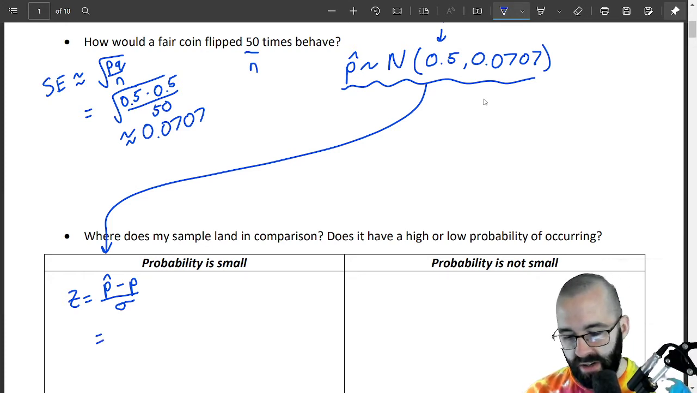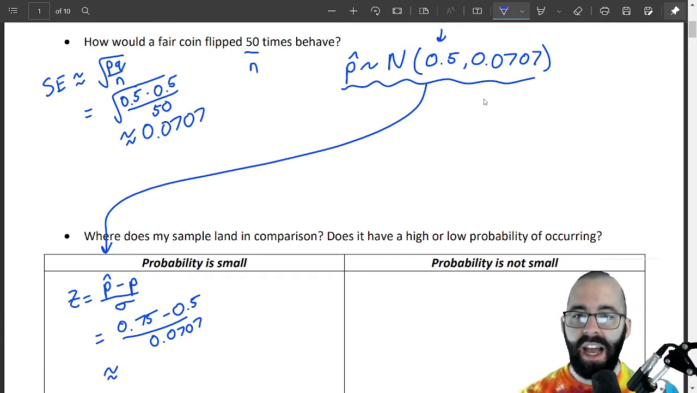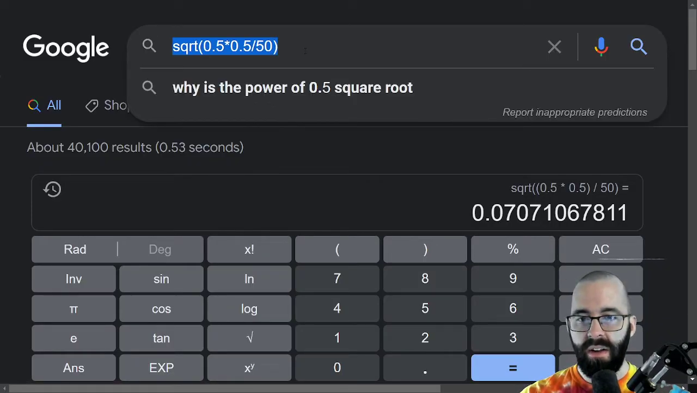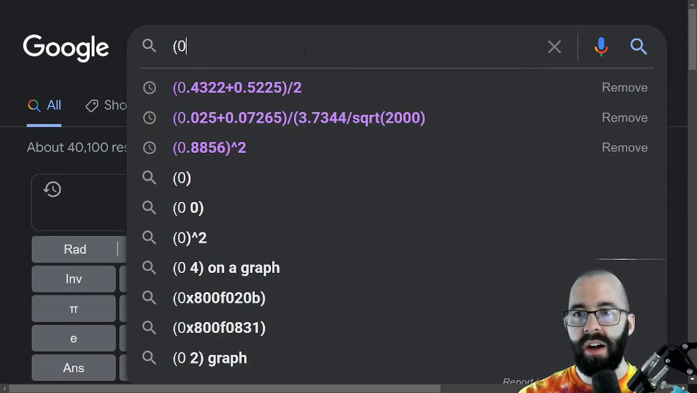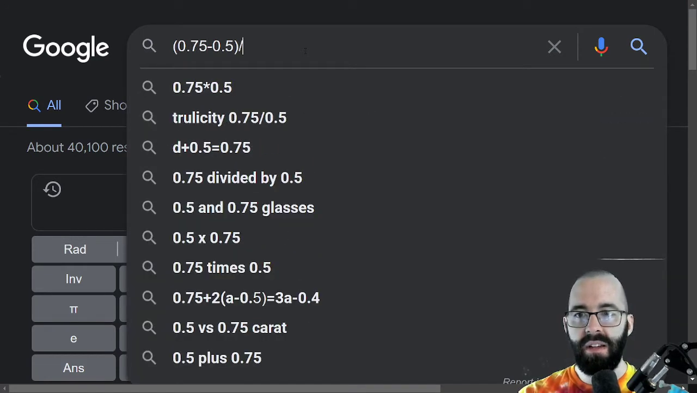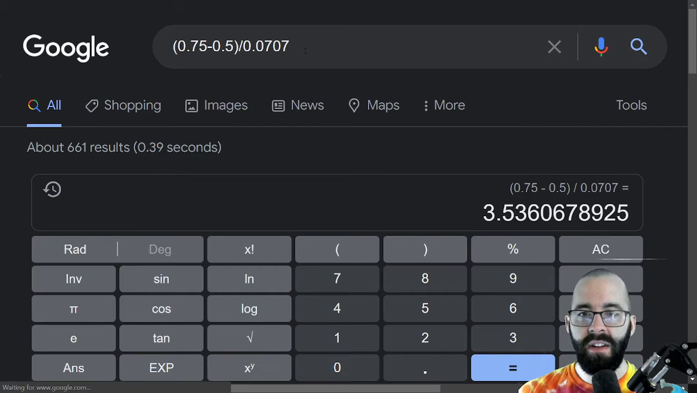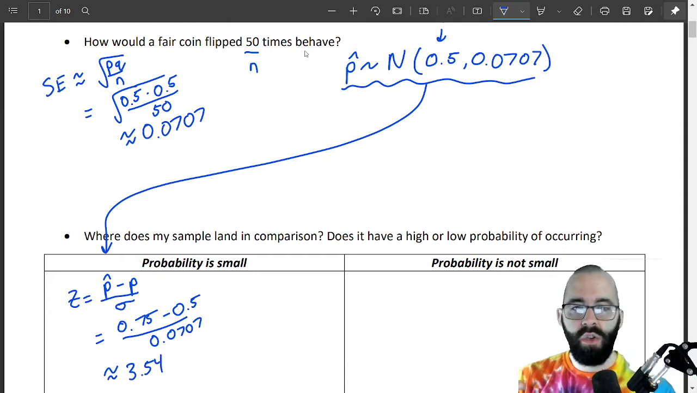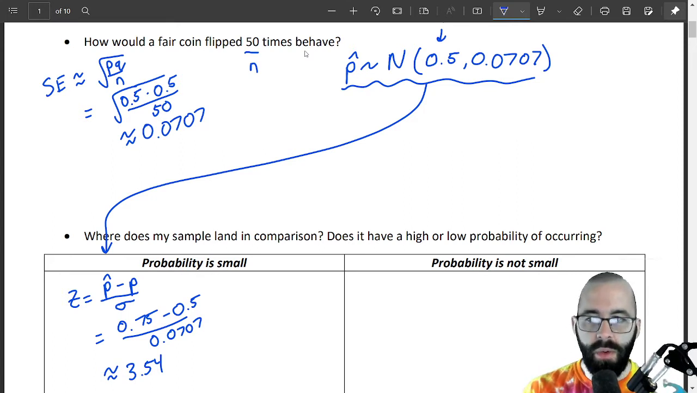All right, so we're curious about 0.75 minus 0.5 divided by sigma, which is about 0.0707. Type this into a calculator and we'll see how many standard deviations above the mean we are. So it's going to be P hat minus the assumed P divided by the standard deviation. We're 3.54 standard deviations away from the mean. That's what Z means. Z has to do with the standard normal distribution.